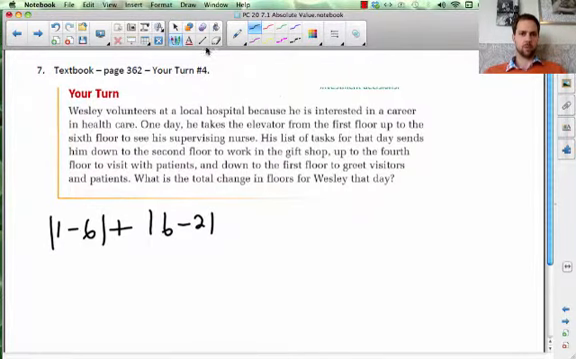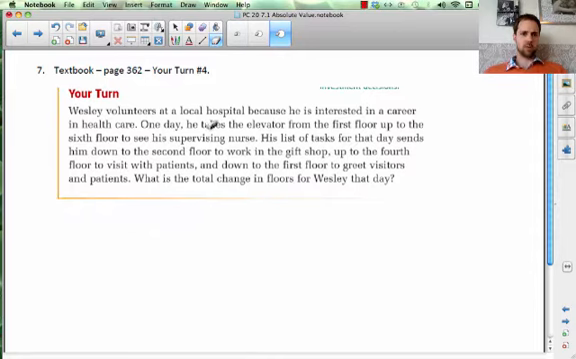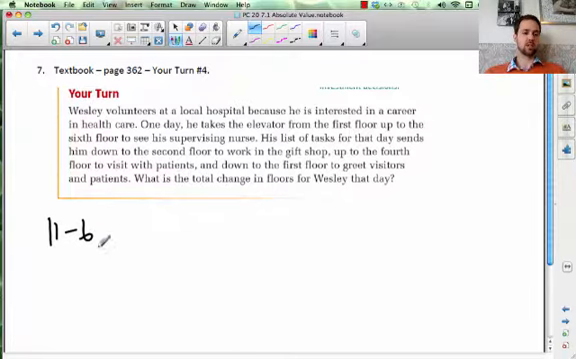Okay, so this one, Wesley volunteers at a local hospital. What a good guy. He's interested in a career in healthcare. So he takes the elevator from the first floor up to the 6th floor. So we have to find the difference between these two floors. So he goes from 1 to 6. Of course, it's a distance, so we're going to take the absolute value of it. His list of tasks for that day sends him down to the 2nd floor. So he goes from the 6th floor down to the 2nd floor now. So we're going to add that to his distance traveled in the elevator. He goes from 6 down to 2 for a change of 4 floors.